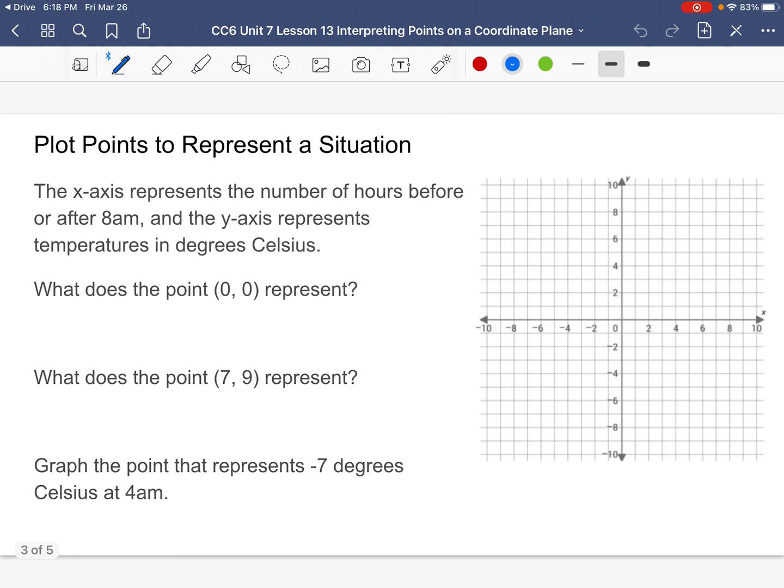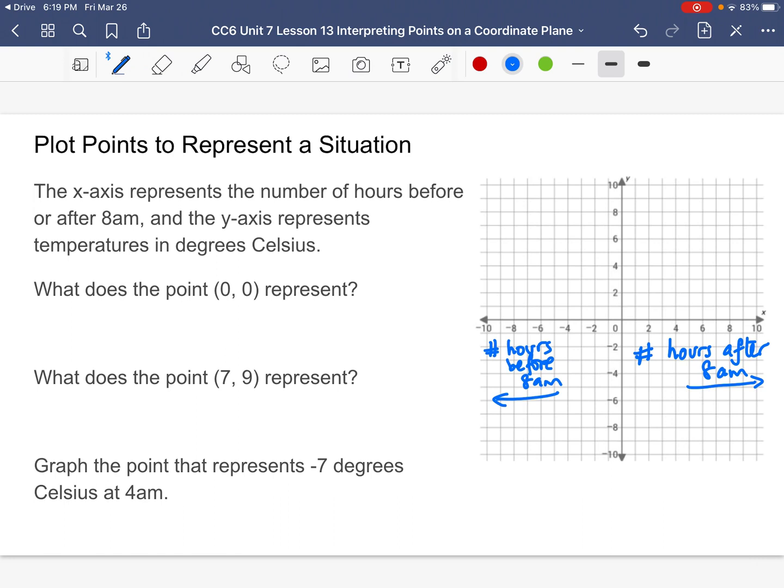So here we're asked to plot points to represent this situation. The x-axis represents the number of hours before or after 8 a.m. So here on the positive side is going to be after 8 a.m. That's going in this direction. And on the left hand side is going to be the number of hours before 8 a.m. That'll be going in the left hand direction.